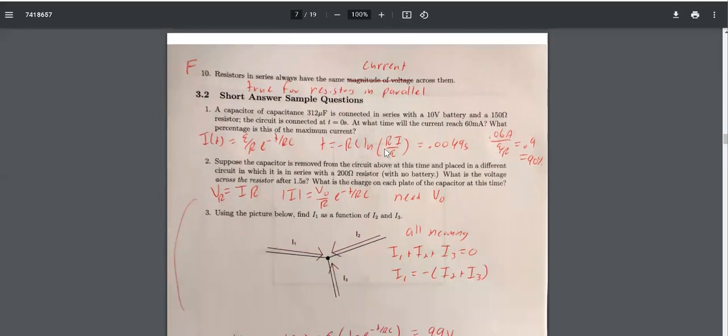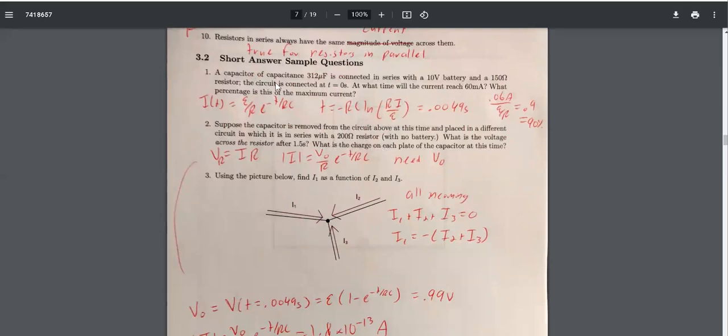Okay, short answer questions. A capacitor of this capacitance is connected in series with a 10-volt battery and a 150 ohm resistor. And the circuit is connected at t equals 0. At what time will the current reach 60 milliamps?